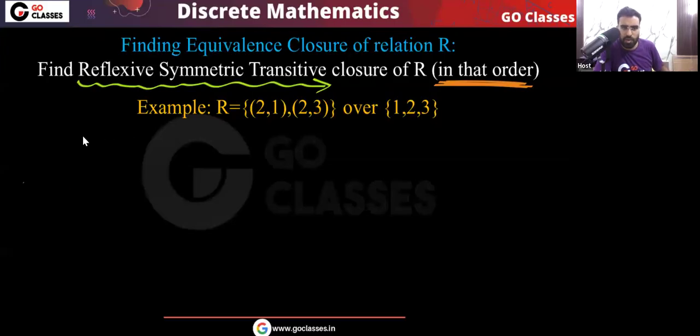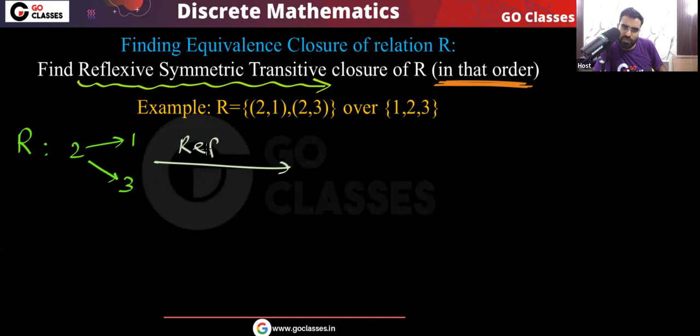So let's see what you will do. First, you will find the reflexive closure. What is the relation R? Relation R is like this. Let me make the graph representation of relation R. So relation R is like this: 2 related to 1, 2 related to 3. Okay. Now let's find the reflexive closure first.